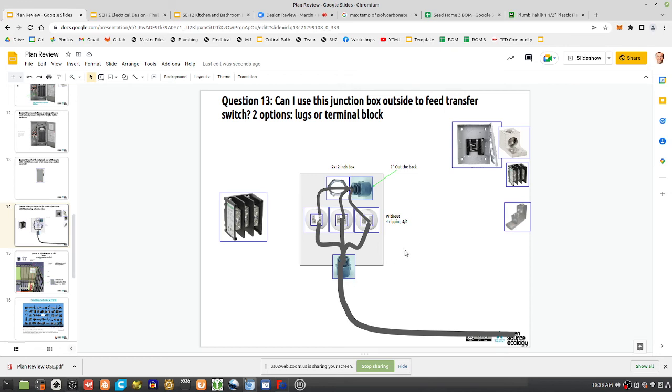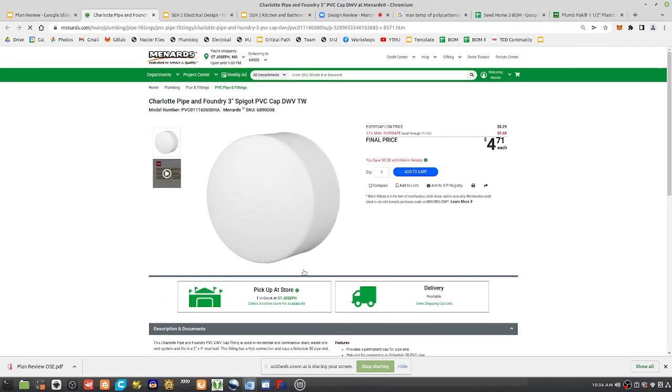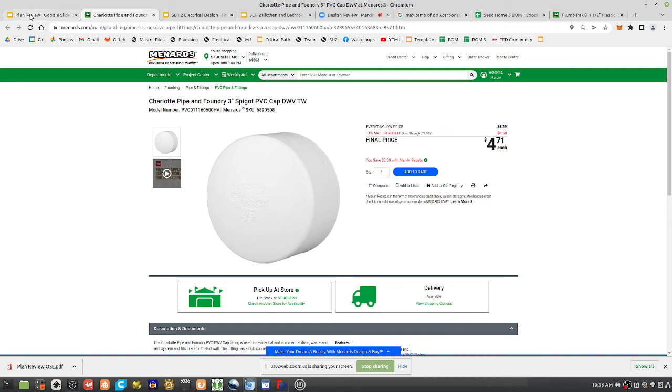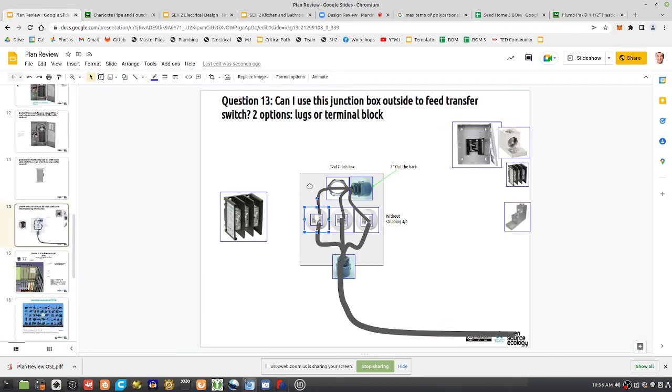So you're just wanting to facilitate changing wire size. Yeah, changing wire size. So I was thinking, I'm going to Menards, and I'm going to put terminal blocks on it, so that's an insulator. Or does this all have to be code-approved parts, basically?